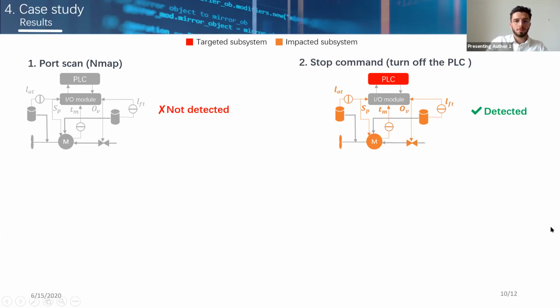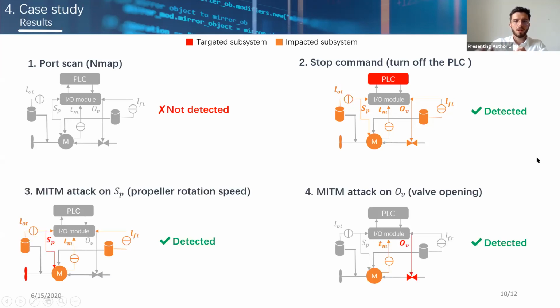Then a stop command was activated to turn off the PLC, and consequently data and information were not assigned to the system variables of the propeller rotation speed and valve opening control. And we have noticed a quality evaluation alteration on all of the CPS subsystems because of the high interdependencies between them. And so the attack was detected. And to finish, we performed 2 man-in-the-middle attacks.